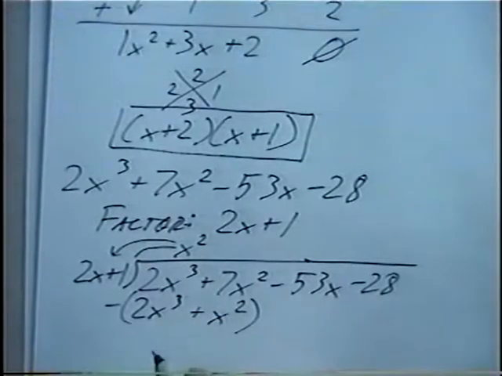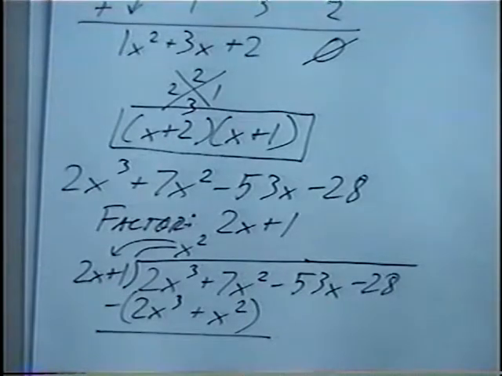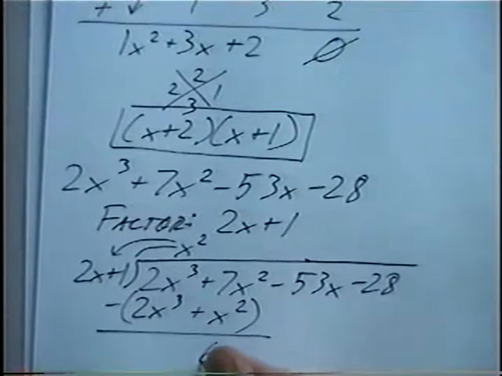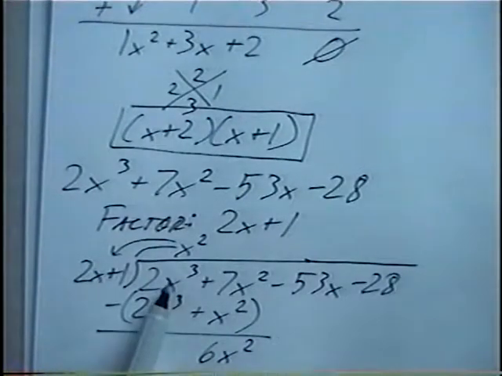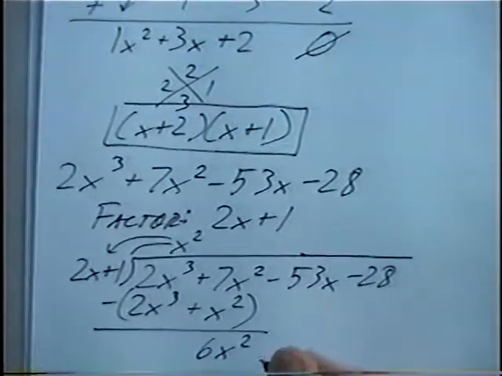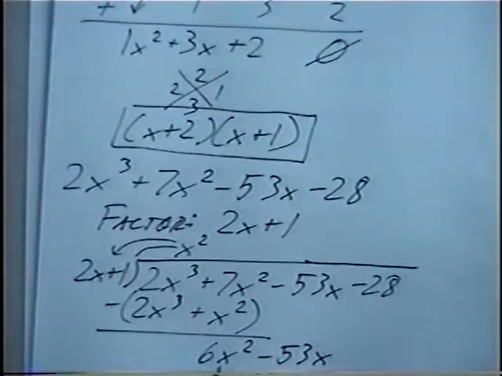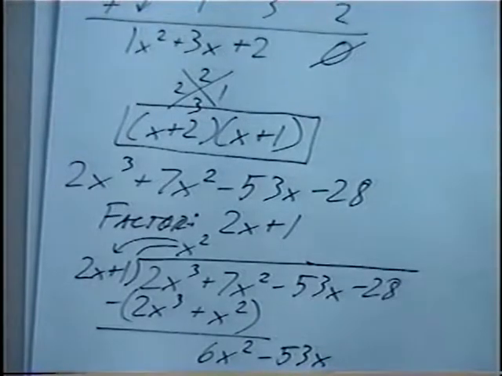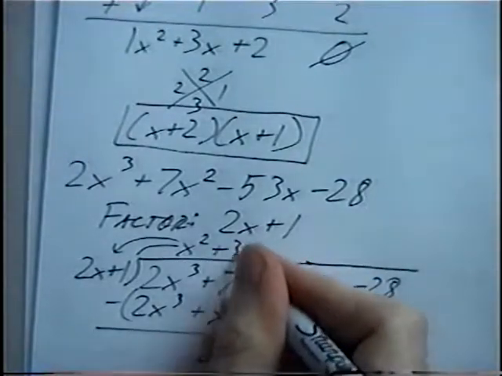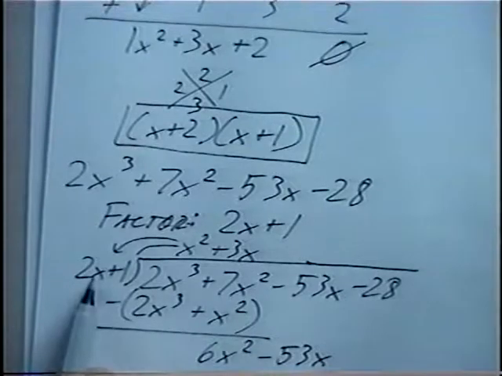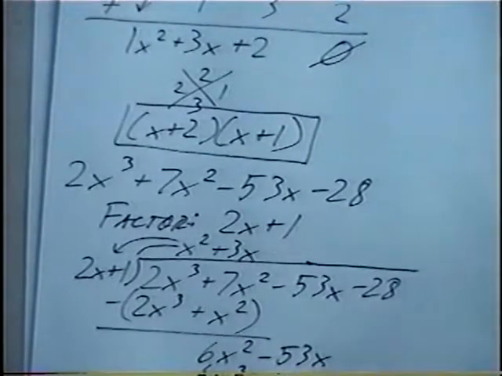Best to put parentheses around what we have after we multiply, subtract down. 7x squared minus x squared would be 6x squared. The first term should always cancel. Drop down the next term. 2x into 6x squared, that would be 3x, because 3x times 2x is 6x squared. 3x times 1 is also 3x.